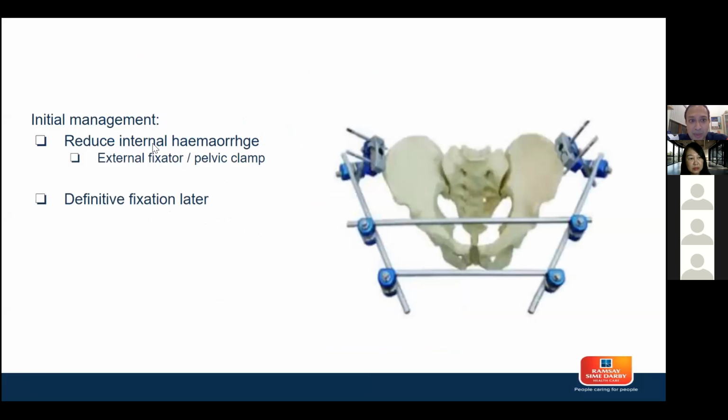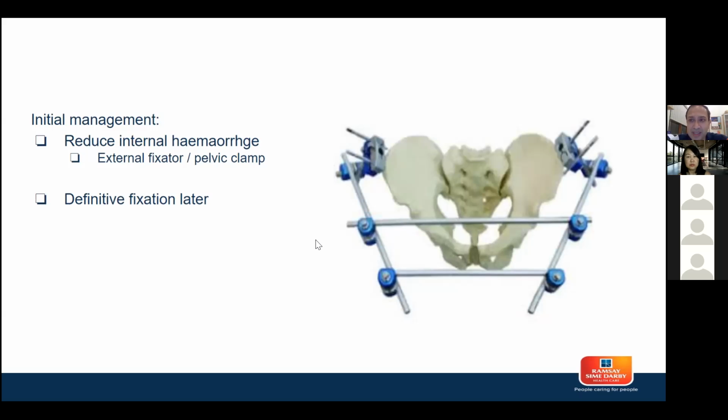Okay. So normally what happens, you reduce the internal hemorrhage by either a pelvic clamp in the emergency room, or sometimes a cloth pelvic harness kind of thing, or an external fixator, which we commonly use. And again, the definitive fixation only happens much later. So initially the patient will be on this kind of external fixator just to stabilize the fracture and to reduce the chance of hemorrhage.